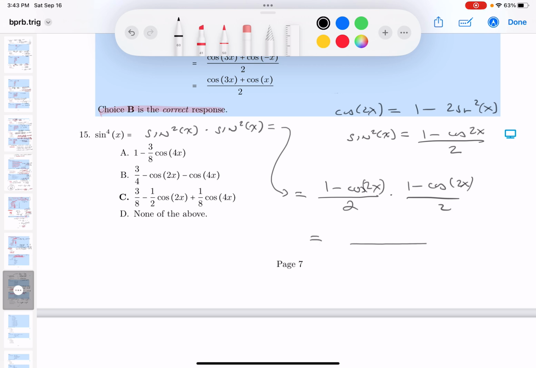I'm going to multiply it out, get a 4 on the bottom, and get 1 minus 2 cosine of 2x, and then I get the square back. I'll write that down for you: cosine squared 2x. Again, I'm looking to get linear factors, and I got that cosine squared of 2x now. Maybe I should expand it a little bit: 1/4 minus 1/2 cosine of 2x, plus 1/4 times the cosine squared of 2x.